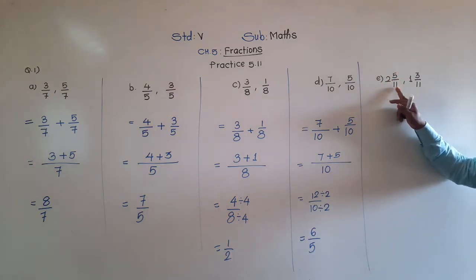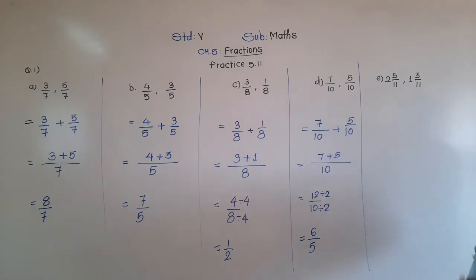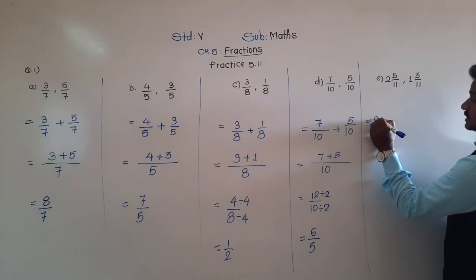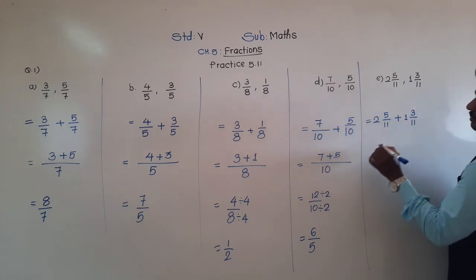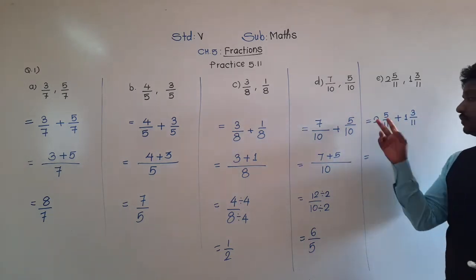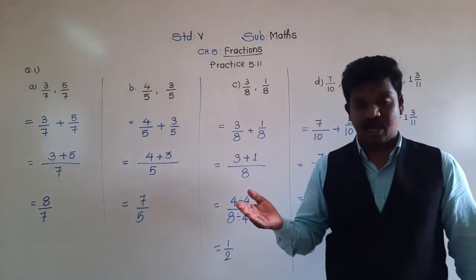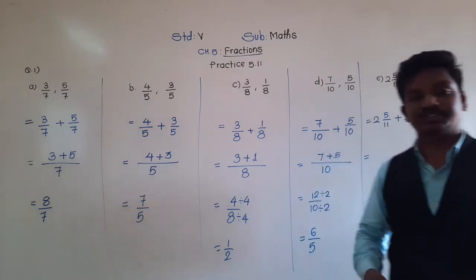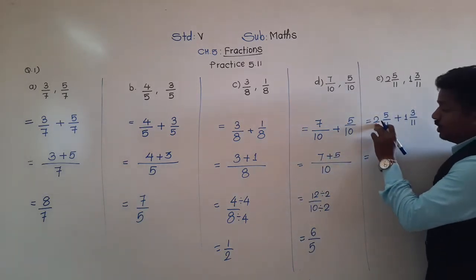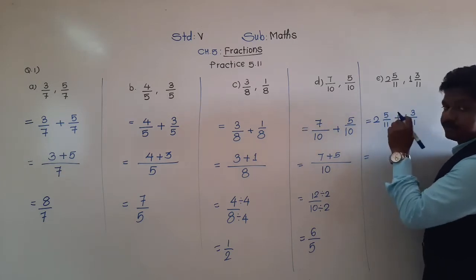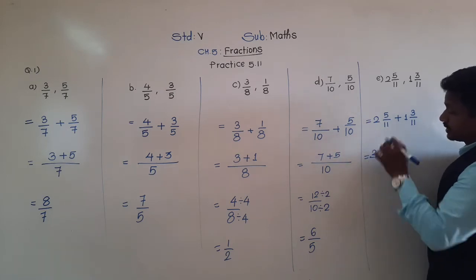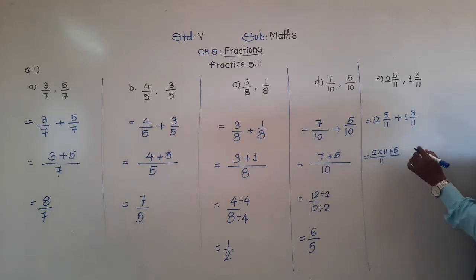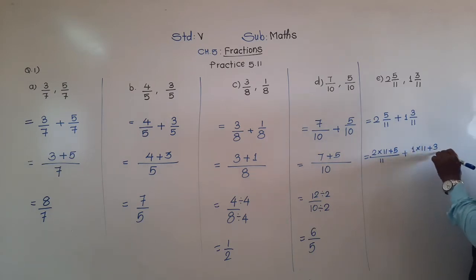Next, 2 whole 5 upon 11 and 1 whole 3 upon 11. They are mixed fractions. So how to do the addition of mixed fractions? First, write this in the form of addition. Whenever there are mixed fractions, first we will convert them into improper fractions. We have learned how to convert a mixed fraction into an improper fraction. How? Whole number multiplied by denominator plus numerator. That is 2 multiplied by denominator 11 plus 5 upon denominator 11. See that formula which I have given. Plus whole number 1 multiplied by denominator 11 plus numerator 3 upon denominator 11.